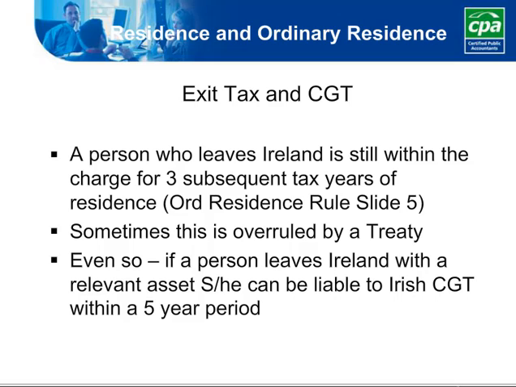Therefore they leave Ireland and they might sell the asset within 3 years if they're in a treaty state and get the treaty override, or in the 4th year when they're outside Ireland, outside the charge under the domestic legislation, they're in a non-treaty state and they sell the asset and then come back to Ireland within the 5-year period. Now if that happens, Revenue will apply a deemed disposal in the year in which they departed. So a person who leaves Ireland is still within the charge for 3 subsequent tax years of residence.